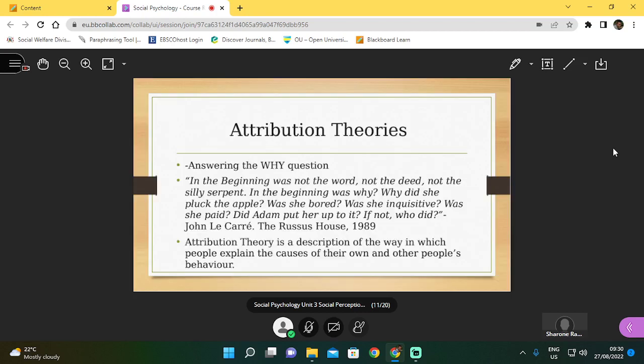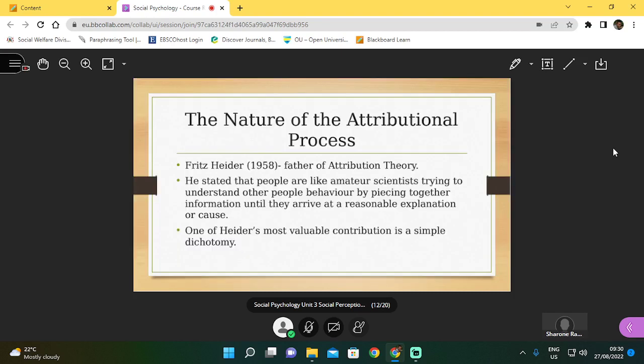When we speak of attribution theory, we are speaking about description of the way in which people explain the causes of their own as well as that of other people's behavior. Dans les années 1958, on a eu quelqu'un qui s'appelait Fritz Heider. He's known as being like the father of attribution theory parce que c'est lui qui a commencé à parler sur attribution, pour dire pourquoi les gens agissent d'une certaine façon.